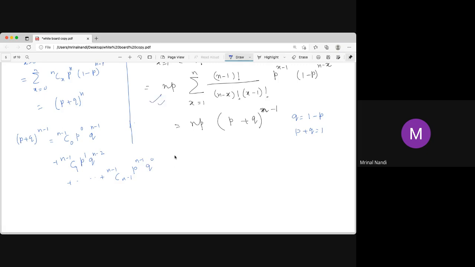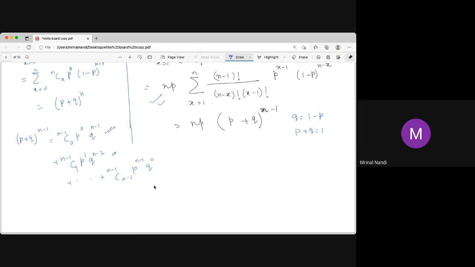Now this is exactly the same. Why? Just put x equal to 1. If you put x equal to 1, you will get this term. Check. It is n c n minus 1, factorial n minus 1 by factorial n minus 1 into 0 factorial, p to the power n minus 1, q to the power 0. Exactly the same term. If you put x equal to 2 here, you will exactly get this term: n minus 1 factorial by n minus 2 factorial into 1 factorial, which is exactly n minus 1 c 1, and p to the power 1 and q to the power n minus 2. And so on, you just put the x term.